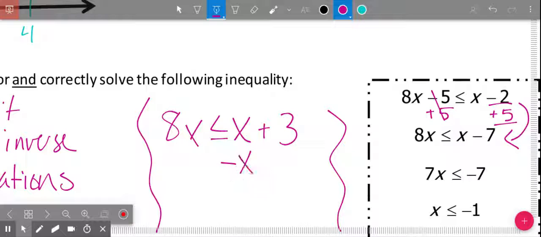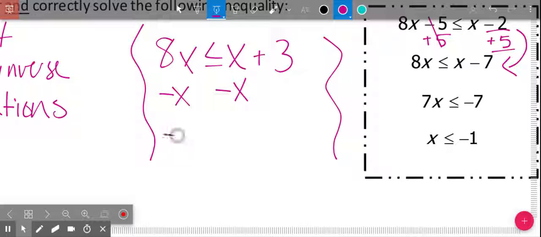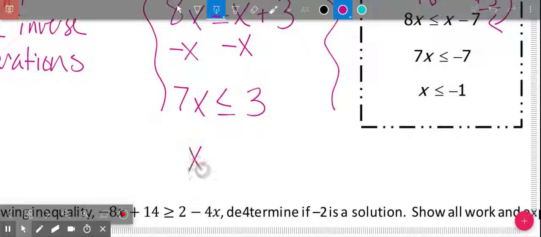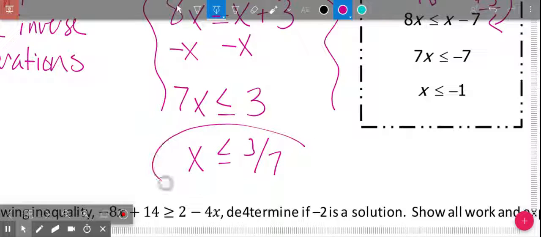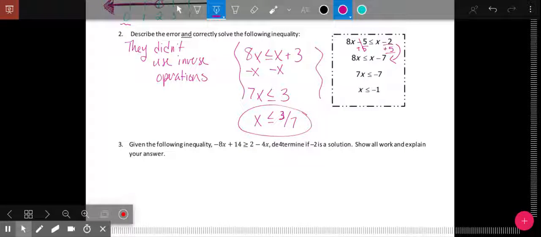We're going to subtract x from both sides. 8x minus an x gives me 7x is less than or equal to 3. Divide out the 7, and I'll get x is less than or equal to 3/7. So that's going to be my final answer. Remember, it's okay to get a fraction. Fractions are numbers too.